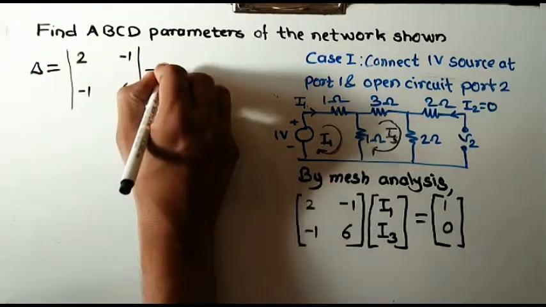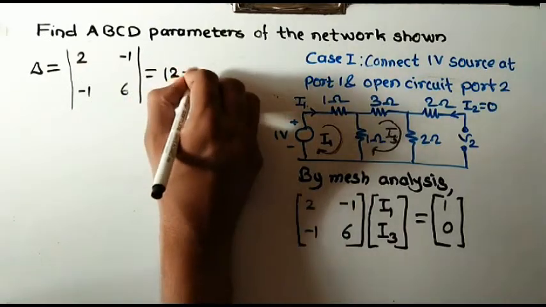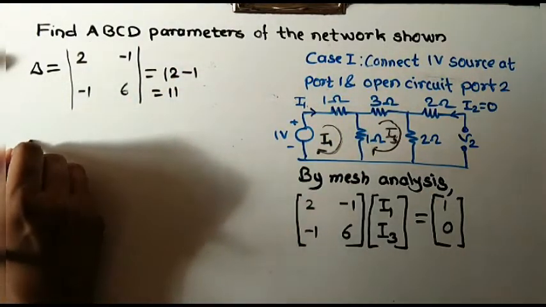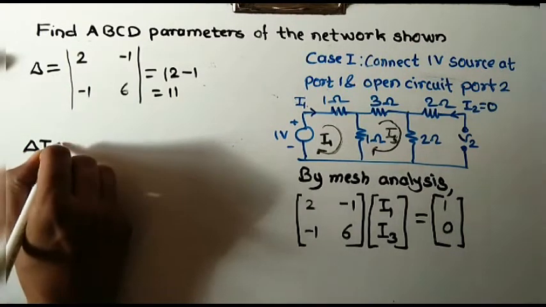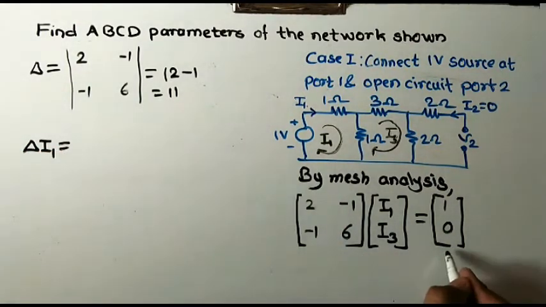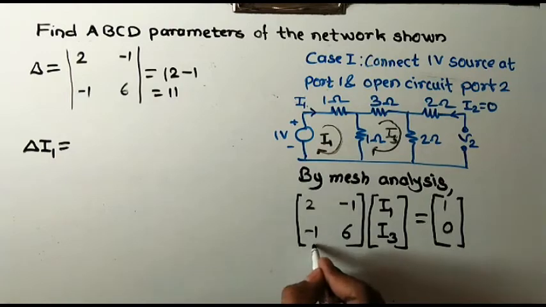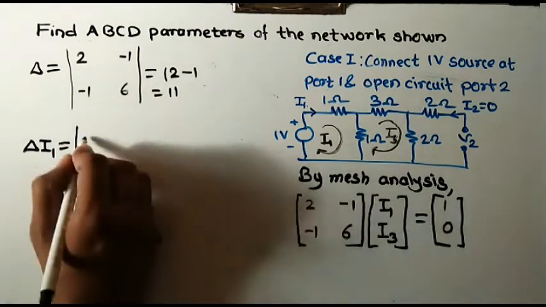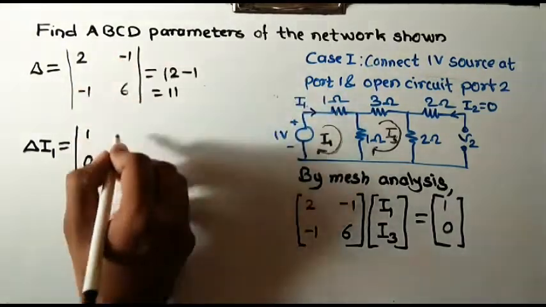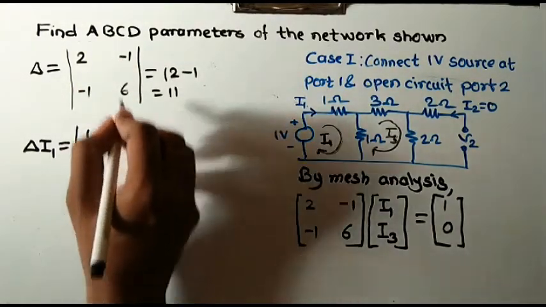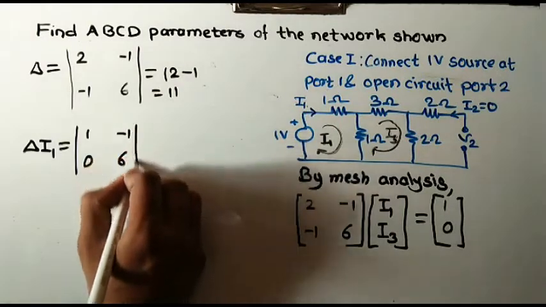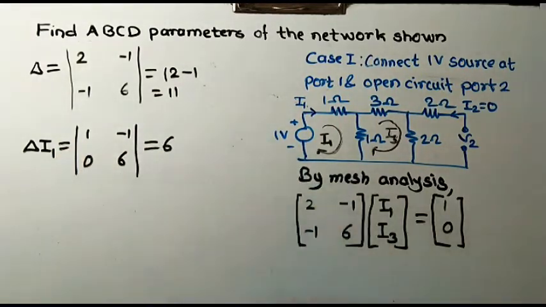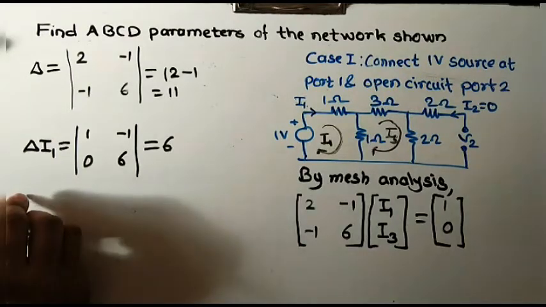So it will be equal to 12 minus 1, that is 11. Now we will find delta I1 here. Delta I1 is nothing but, if we replace this column by this, we will get 1 and 0. The second column will remain as it is, that is minus 1, and 6 will remain as it is. So the determinant of this is 6.